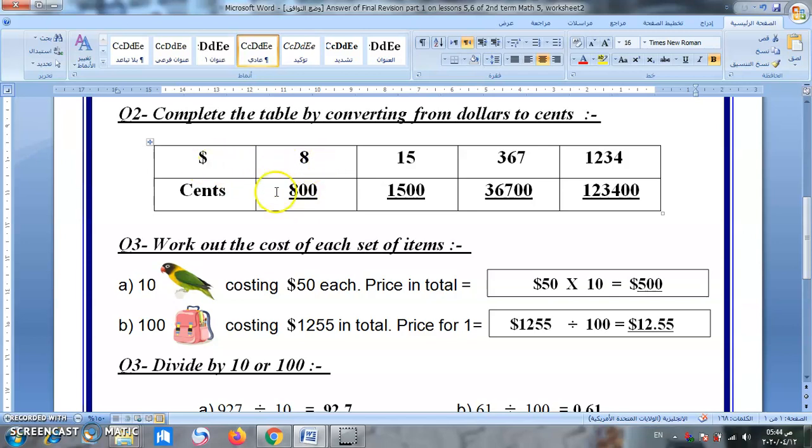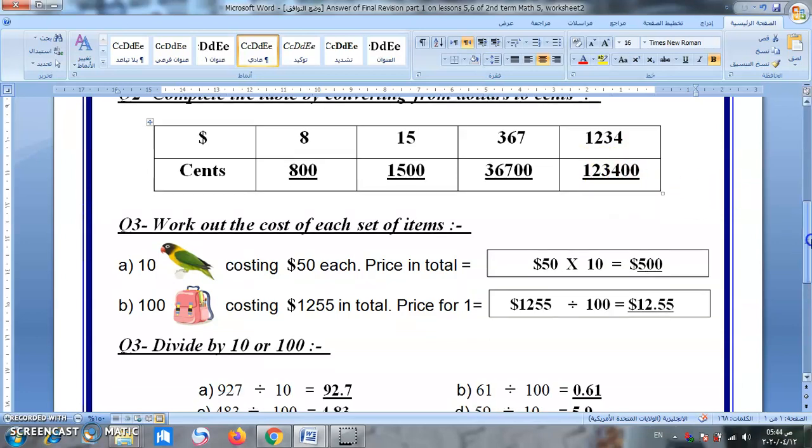So $8 equals 800 cents. $15 equals 1,500 cents. We put only 2 zeros. Here, 2 zeros. So 36700, 2 zeros. Very good. The next exercise.